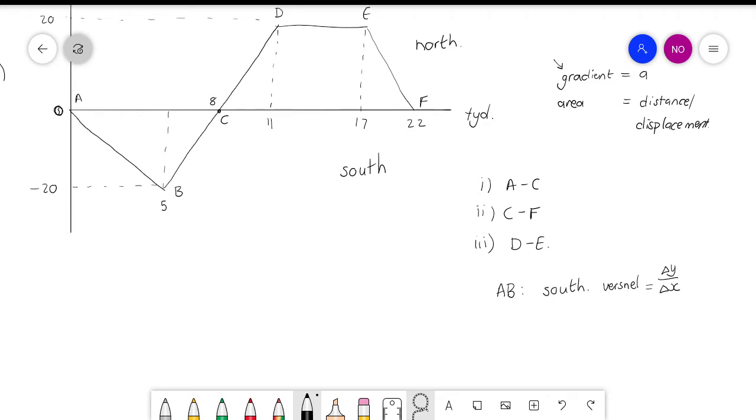You guys remember that? Delta y over delta x. But we're not going to write delta y over delta x, we're going to write the value. So what is on the y-axis?